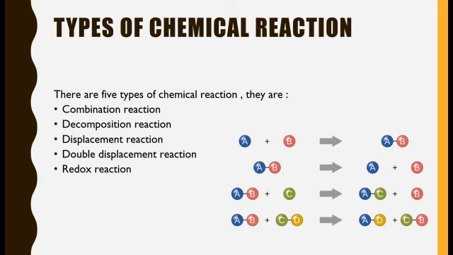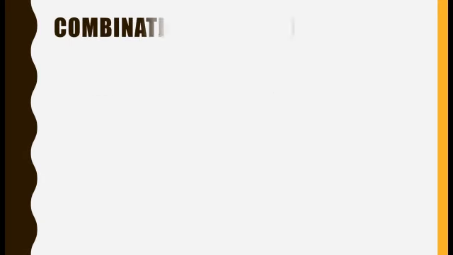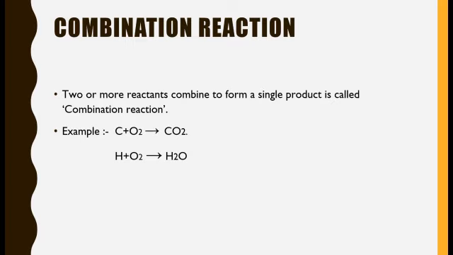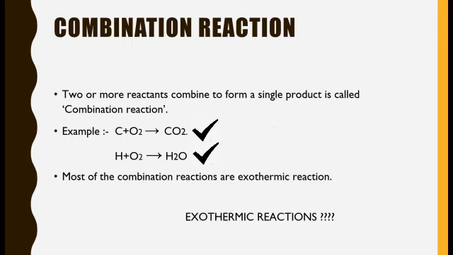Now let's see them one by one. Now let's see about combination reaction. When two or more reactants combine to form a single product, then we can say it is a combination reaction. So examples are burning of coal and formation of water from hydrogen and oxygen. And most of the combination reactions are exothermic reactions.